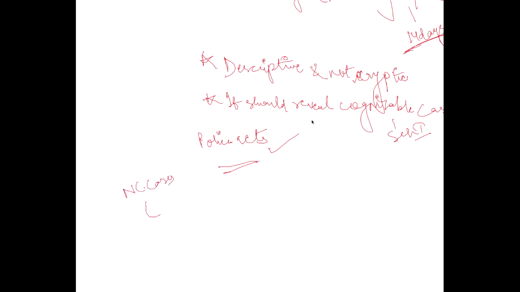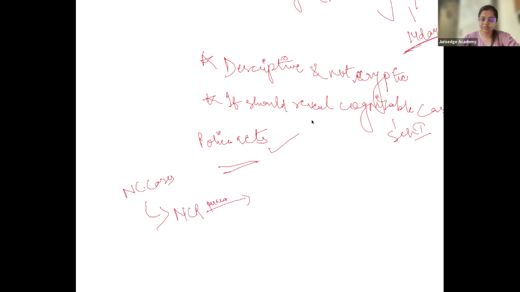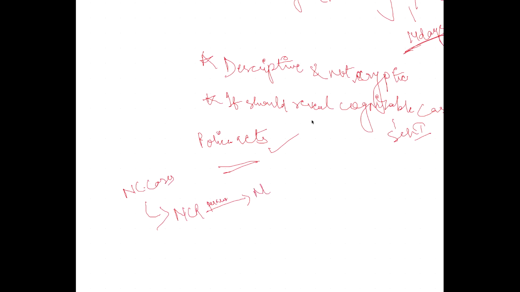Ma'am, in a non-cognizable case, first the NCR should be filed. Then the NCR is sent to the magistrate for permission. Yes, correct. If the magistrate says yes, then the process will be the same as in the cognizable case, and if not, then it will be different.